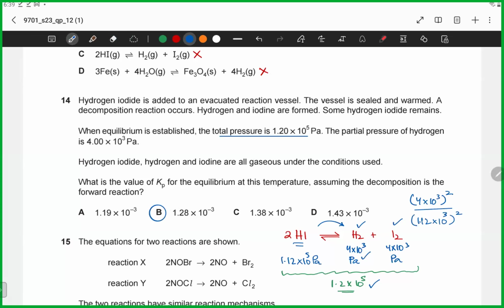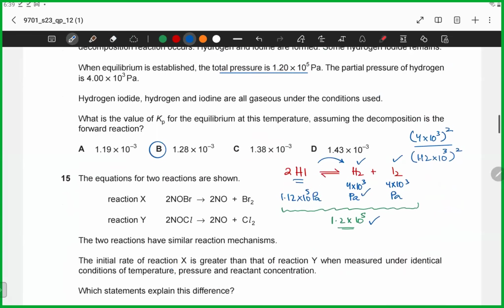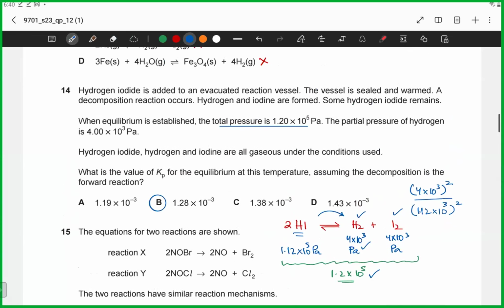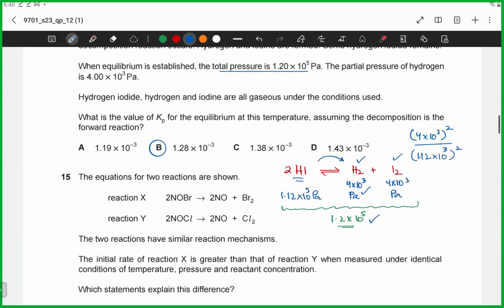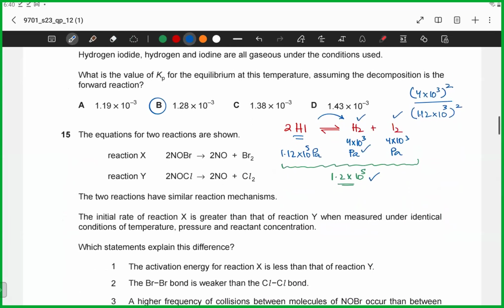चलो ठीक है, क्लियर है? Is this question clear? पिछला वाला। Yeah, it's clear. Yes, sir. Okay, next one, 15. The equation for two reactions are shown. तो ठीक है, दो reactions.